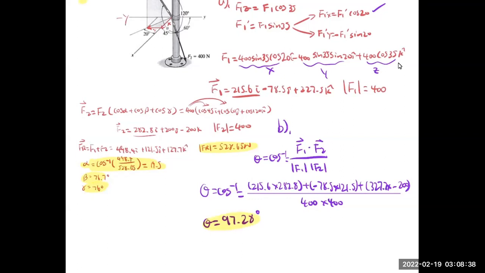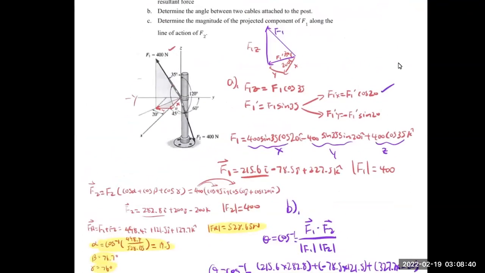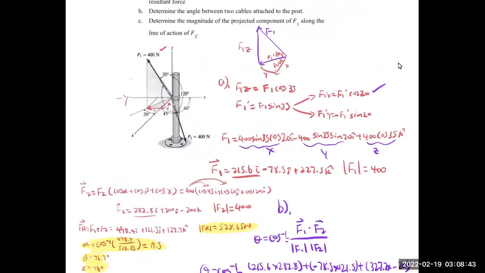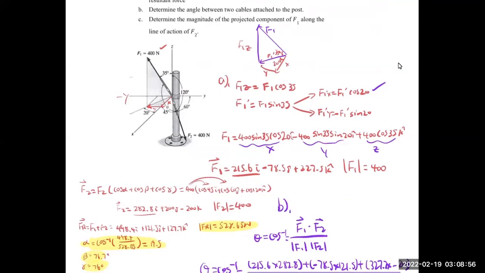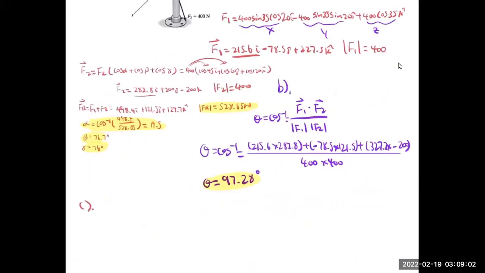And then part C is asking, determine the magnitude of the projected component of F1 along the line of F2. So how are we going to do that? F1 is going like that, so project it along the line of F2. It's very simple. That's just going to be F1 projected equals F1 cosine theta.